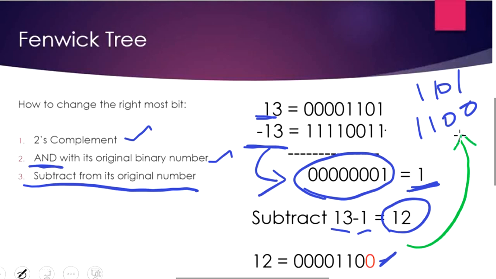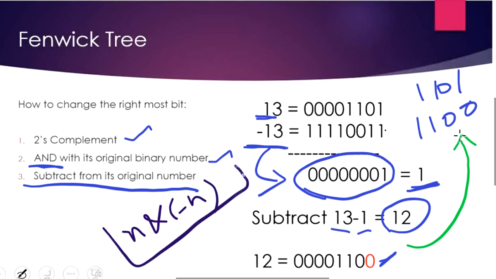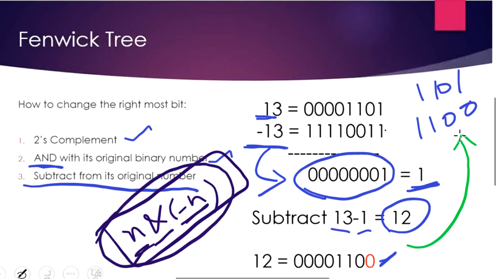So this may look so complicated, but programmatically we are simply going to represent it like this. If n is the binary number, then n and minus n is going to perform this operation, which is nothing but 2's complement and an AND operation with the original number. So this is going to be the key to store the values in the Fenwick tree as well as to retrieve the values from the Fenwick tree.